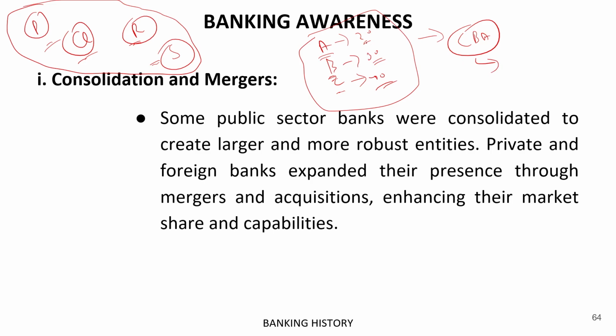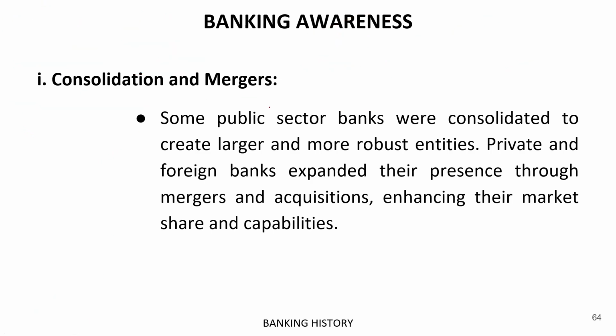Now the CBA will have the total wealth of 20, 40, 60, and this one. Total wealth is 90. And when they combine, their customer base will also combine, their resources will also combine, and then they formed a better competition to challenge these dominating banks in the market. That's why the consolidation and mergers are necessary.